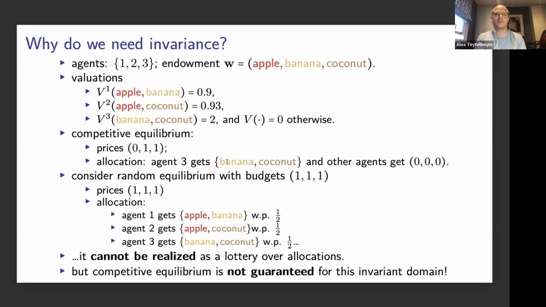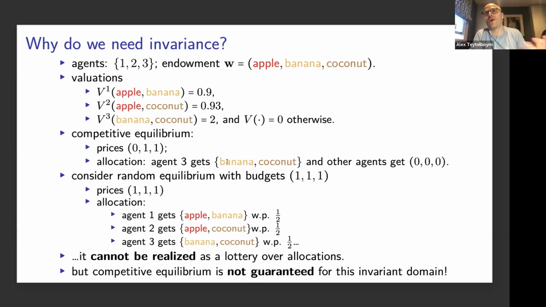Agent 2 wants to get the apple and the coconut with 50% probability or nothing. Agent 3 wants the banana and the coconut with a 50% probability or nothing. It is clearly a random equilibrium because markets clear in expectation. Agents want 1 apple in total, 1 banana in total, 1 coconut in total.